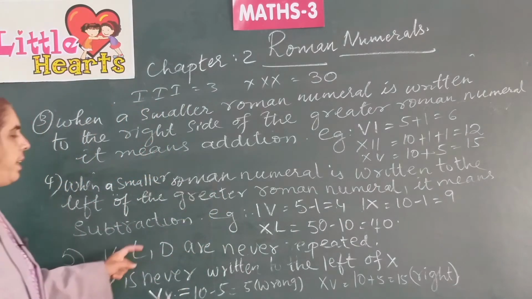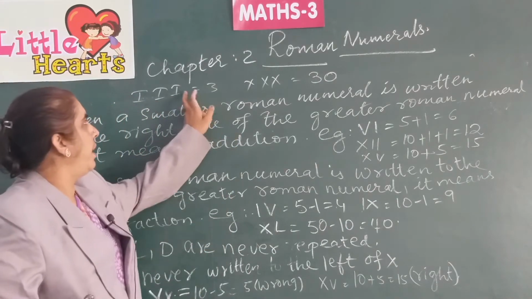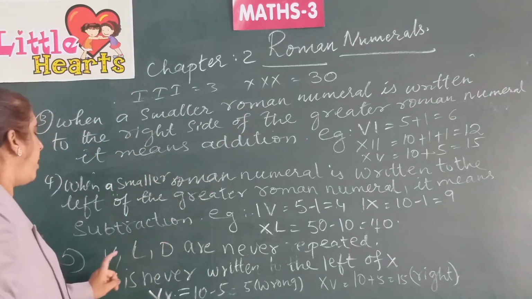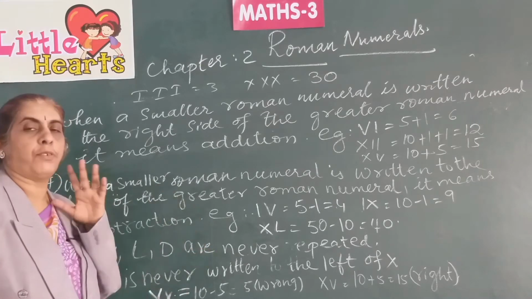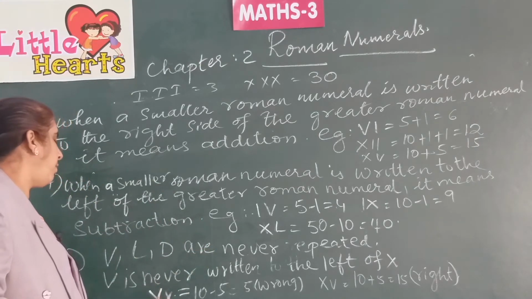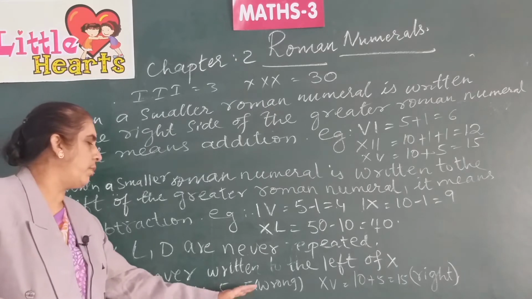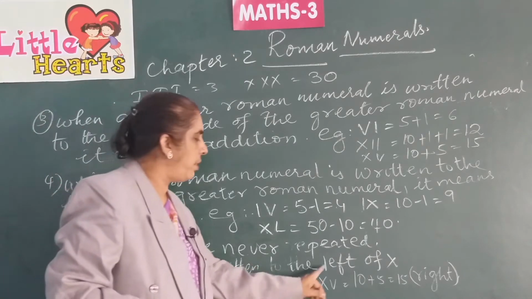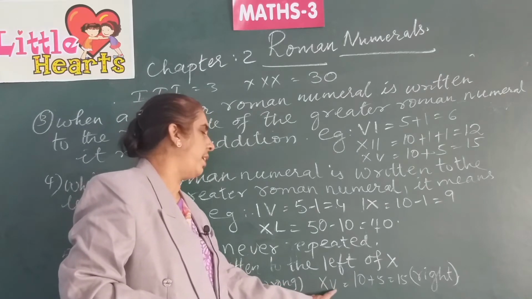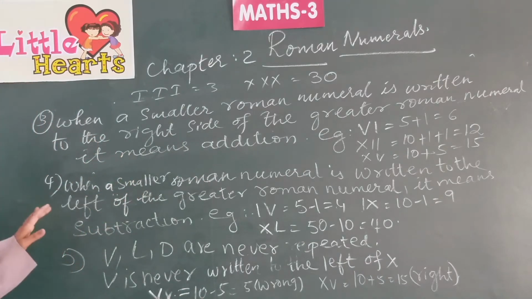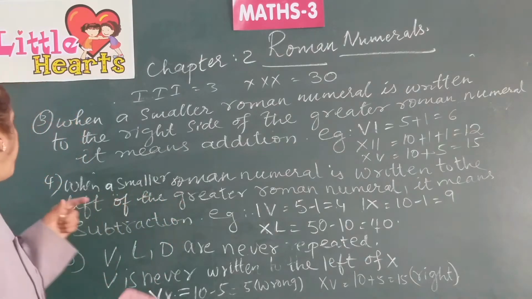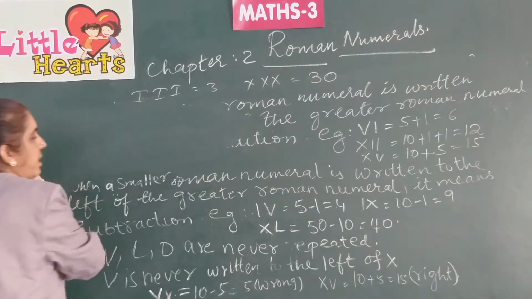And V, L and D are never repeated. Only I and X should be repeated up to 3 times, and V, L and D should never be repeated. And V is never written to the left of X. So we should not write V to the left of X. 10 minus 5 is equal to 5 is wrong. And V can be written to the right side of X, XV, that is 10 plus 5 is equal to 15. These are the rules. Using these rules, we can write any Roman numeral. We can change a Hindu-Arabic numeral to a Roman numeral. Let us do some problems now.